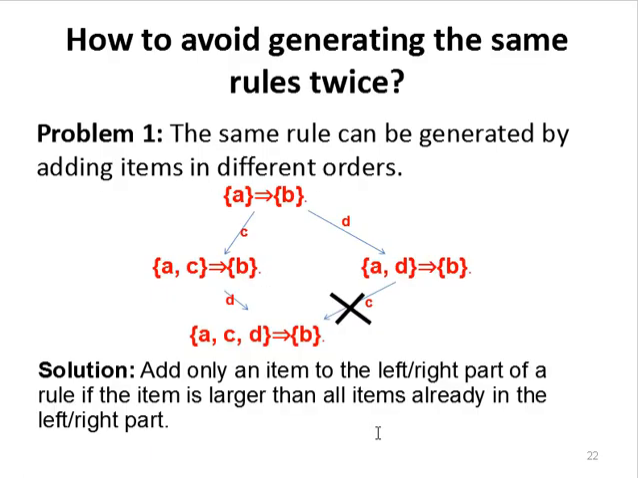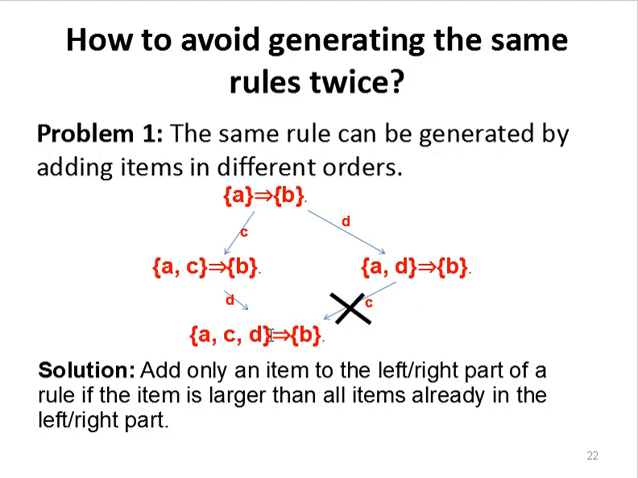Okay, so I explained how to choose the item to expand the rule, but there's another problem we need to discuss. Look at my picture here. We have the rule A followed by B. If we add C to the left, we get AC followed by B. Now, if we add D to the left, we get ACD followed by B. But if we start from the same rule, A followed by B, we add D first, and then we add C, we will get the same rule again.